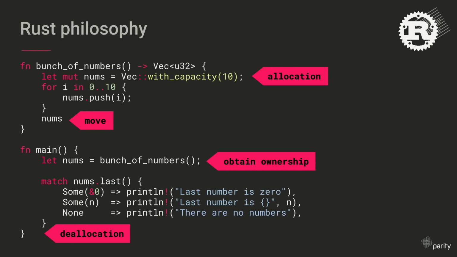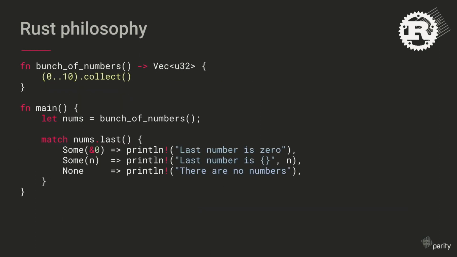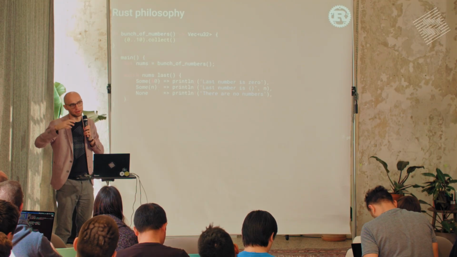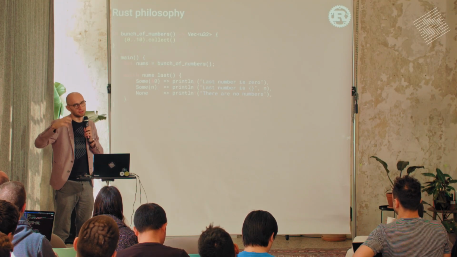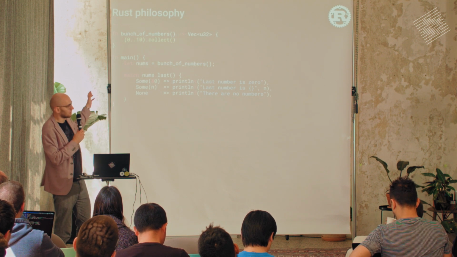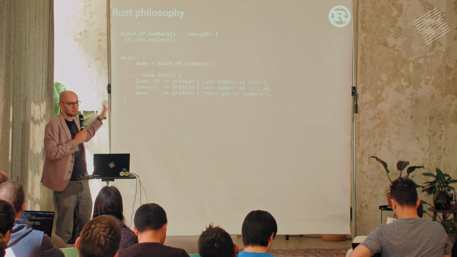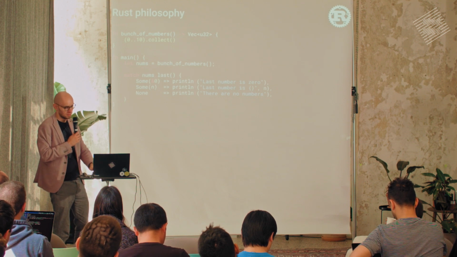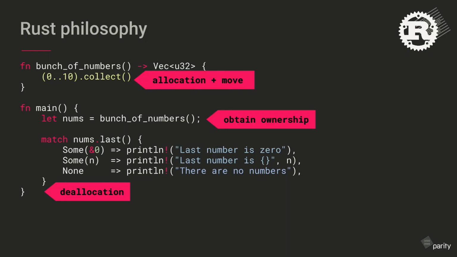And you can also do something even more clever, which is this little snippet. You do this 0 to 10, which is a range. And the range is also an iterator. And you can collect iterators into things. So you can collect an iterator into a vector, which is kind of useful. And this demonstrates the zero-cost abstraction expressiveness of Rust, right? And it's kind of the same way. It's allocation plus move, all in a single step.